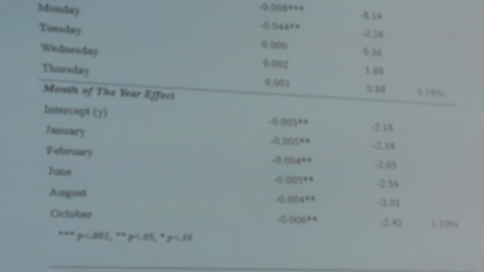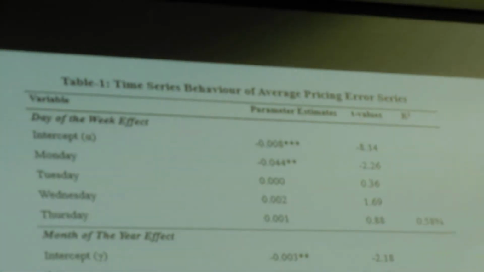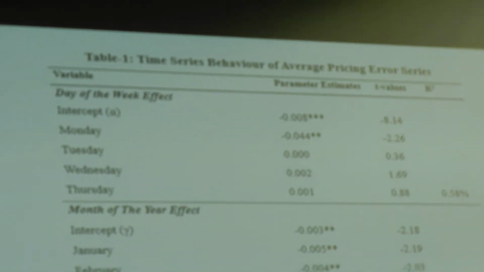Now when I go to results, if you look at my results, my intercept alpha is significant, which means my Friday pricing error is significantly different from 0. For other days, Friday becomes the reference point. So my Monday is significantly different from Friday, but the other days are not significant. That's the dummy variable regression model.